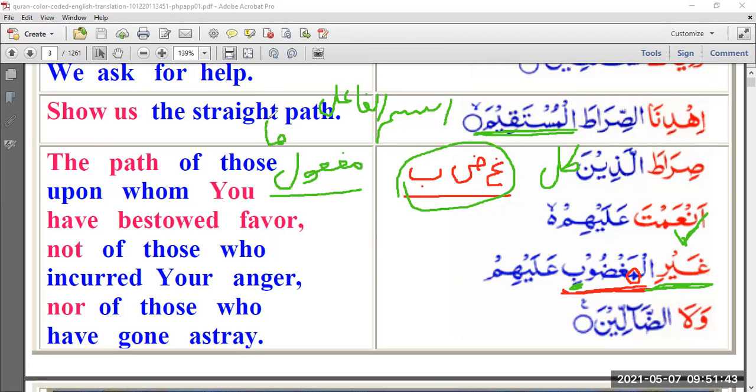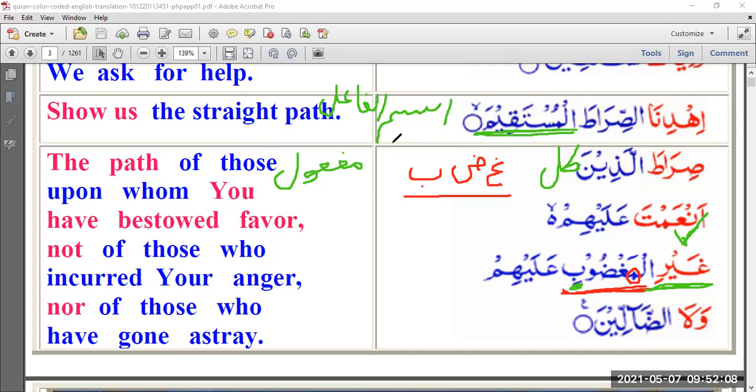If we have to make ismul fa'il, we make it on the pattern of fa'ilun, and if we have to make ismul maf'ul, we make it on the pattern of maf'ulun. Fa'il is subject, maf'ul is object, and the wazn is also the same. But miss, these are only for the 6 small families, right? Not for the big families. Yes, this is for the 6 families only.